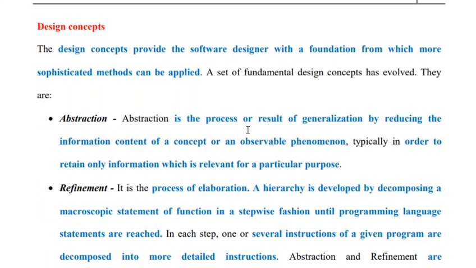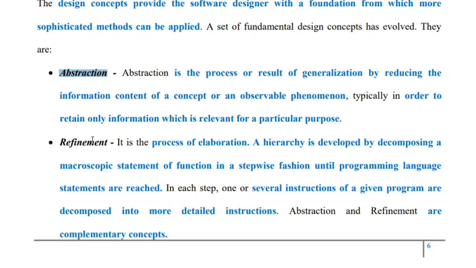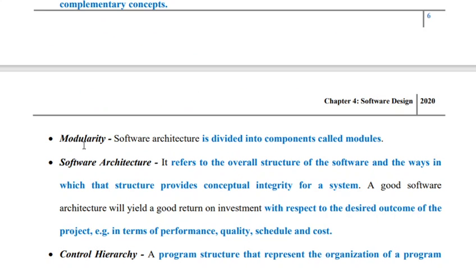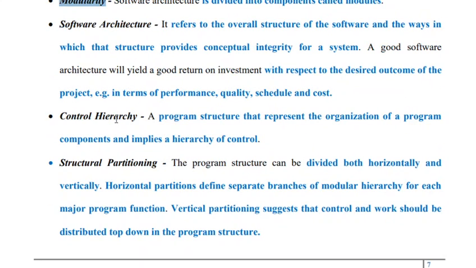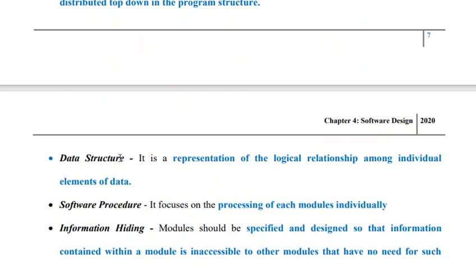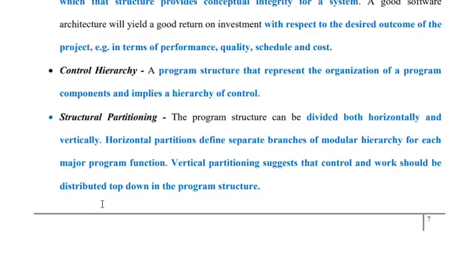Now, there are very important design concepts that need to be understood before trying to design a system, right? These may act as a very sound basis for designing a system. So these are abstraction, refinement, modularity, software architecture, control hierarchy, structural partitioning, data structure, software procedure, and information hiding.